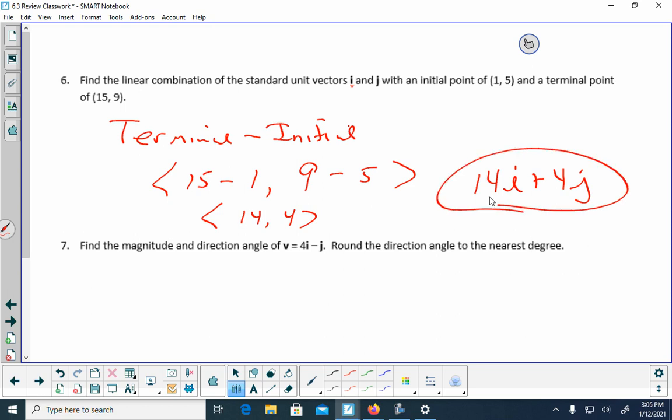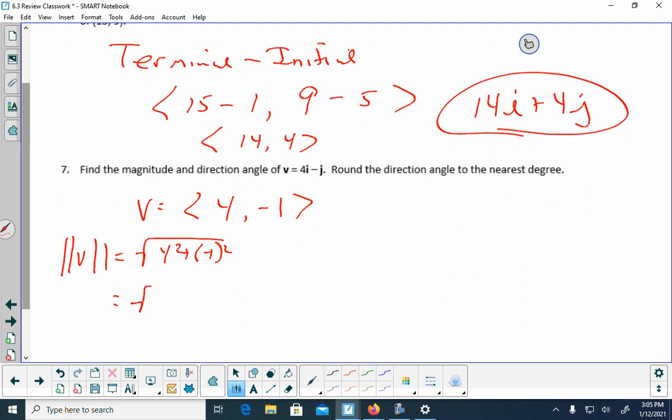Number 7 says find the magnitude and the directional angle of v equal to 4i minus j. Round the directional angle to the nearest degree. So the first thing I'm going to do is rewrite v in component form and make that 4, negative 1. To find the magnitude of v, I'm going to take the square root of 4 squared plus negative 1 squared. And when I do that, I'm going to end up with the square root of 17. 17 is a prime number, so it cannot be simplified.